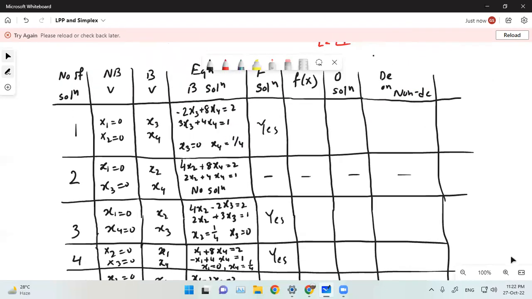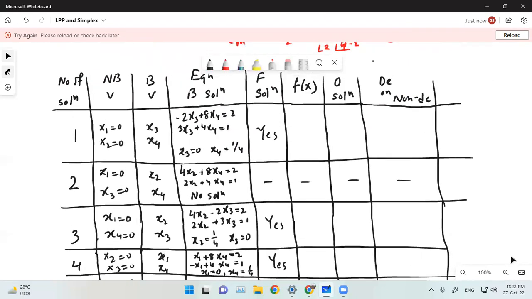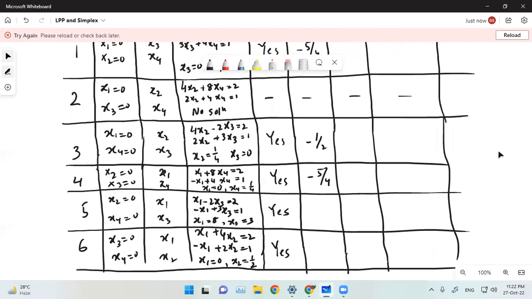And what about the value? If we calculate the value, we are going to get that this is minus 5/4. Then this is minus half. This is minus 5/4. Then we have 28 and minus 1. So from the magnitude of f of x, we can easily identify that this is our optimum value or maximum value in this case. So we can easily write this is our optimum scenario.